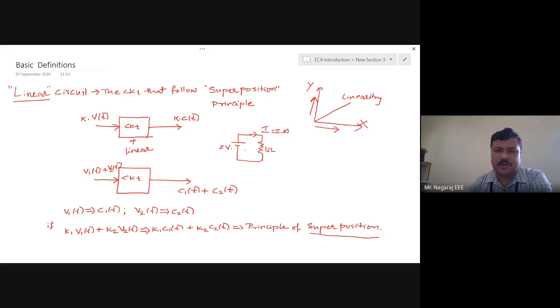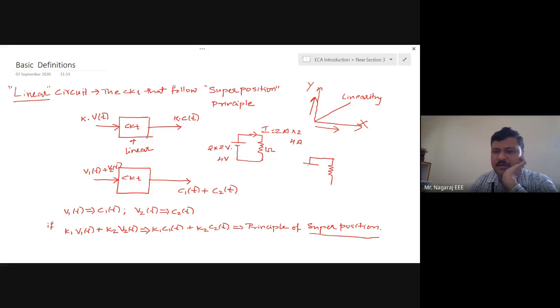So for example, I have this circuit. Now I will multiply this 2 volts by, say, 2. 2 into 2 volts will give 2 into 2 amps. So if I provide 4 volts input, I get 4 amps output. So this circuit is linear. Resistance is linear. Now what I will do to the same circuit, I have a 1 ohm resistor.